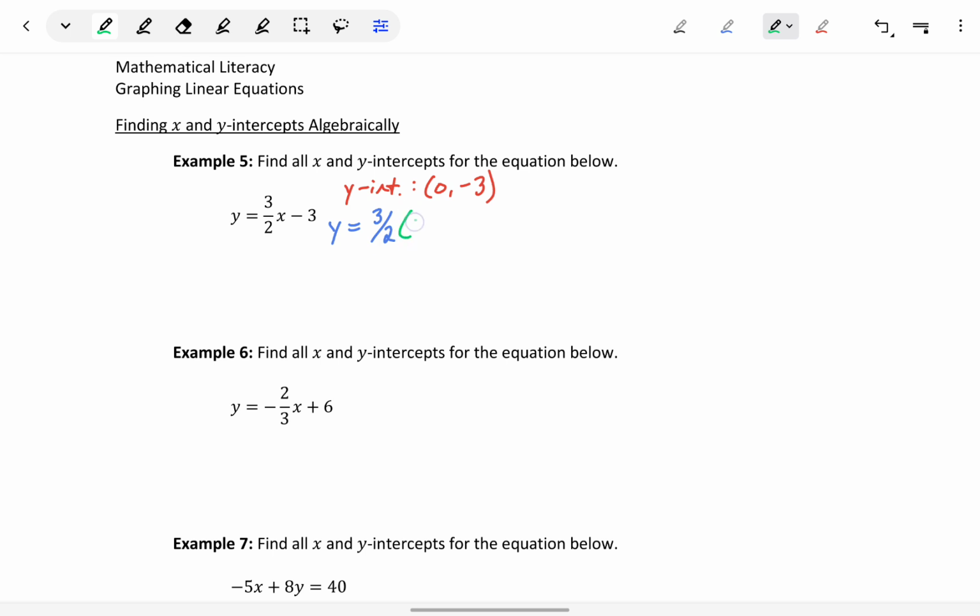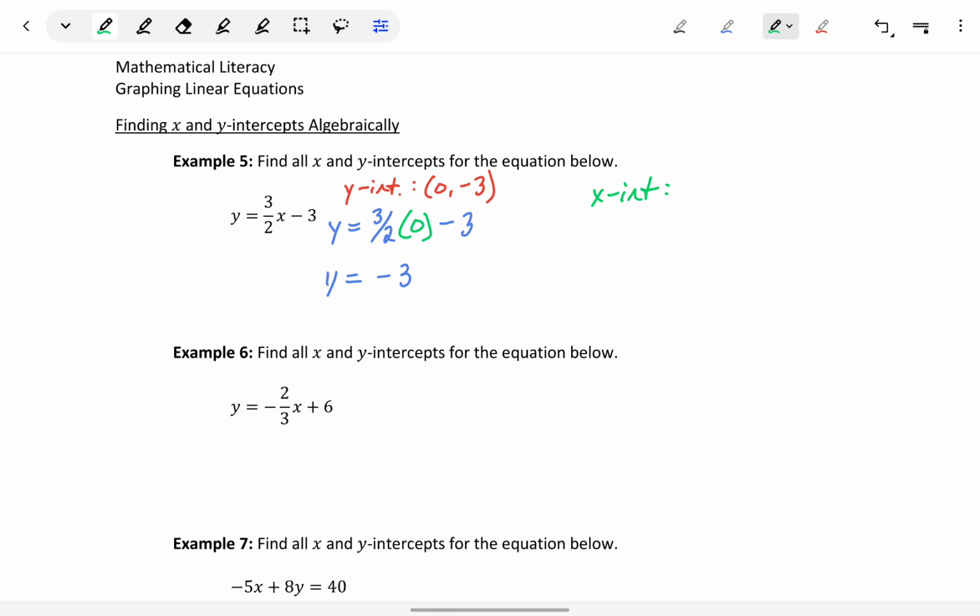We substitute in 0 for x, and then determine what y would be. So we would get y is equal to 0 minus 3, or -3. Again, we didn't really need to do that since this equation was already written in slope-intercept form, but we will need to apply that idea to be able to find the x-intercept. That's not as obvious.